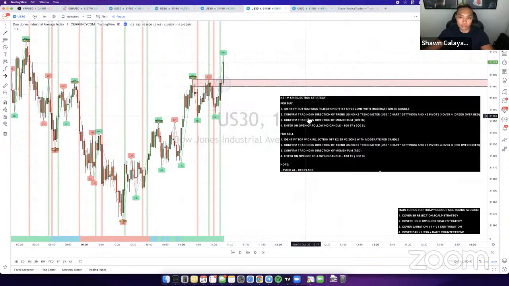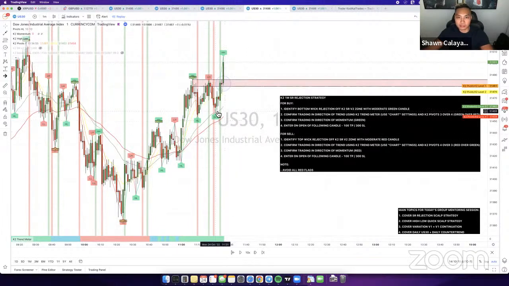Second, you want to confirm you're trading in the direction of trend using the K2 trend meter. Down here, you can see on the bottom, it's green. So this is going to indicate that you're looking for buys and you're trading in the direction of a bullish trend, which is in the direction of your trade. Secondary requirement, you can use the pivots as well if you want to turn the pivots on. Basically, if price is above the pivots and the green pivot is over the red, this is going to indicate that price is bullish as well.